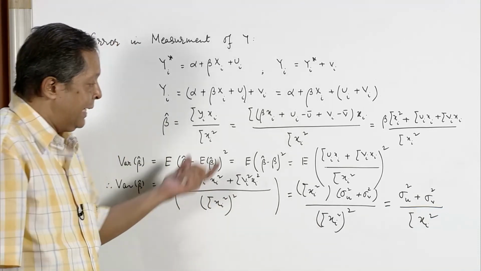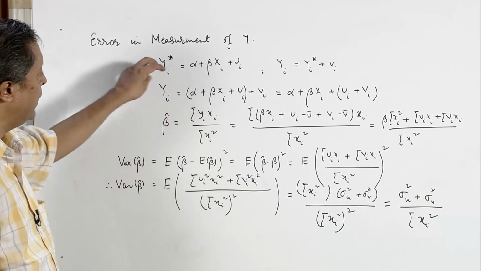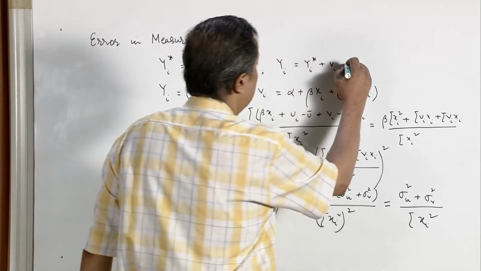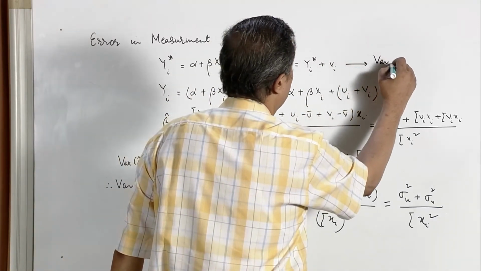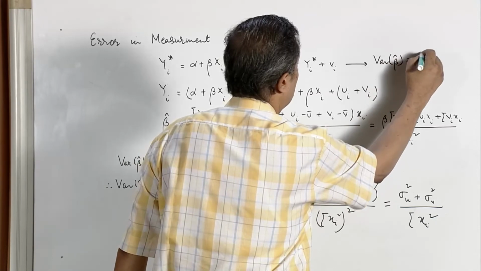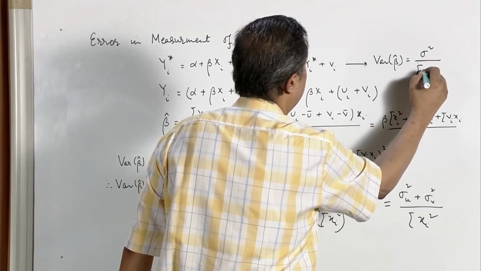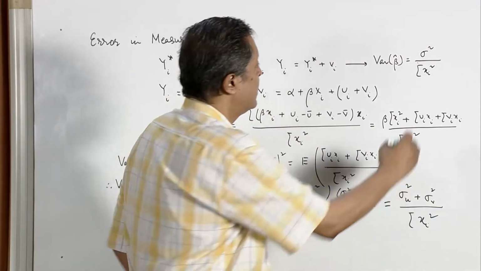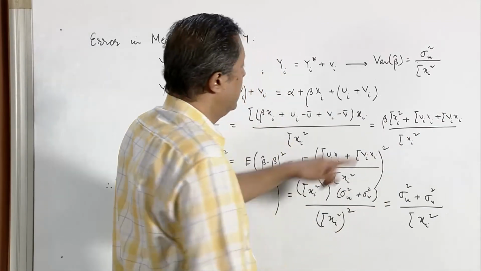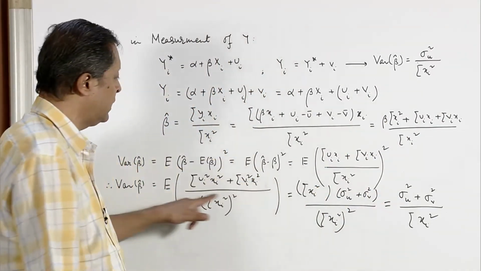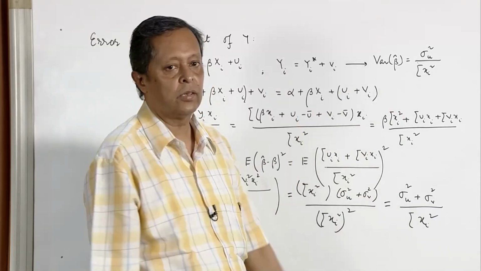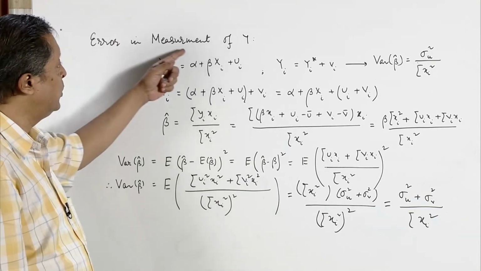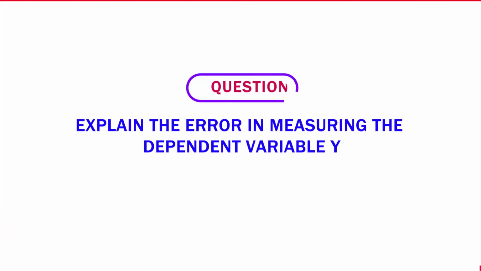Now, if you take a look at the correct model, if you had actually been able to measure yi star without the error, then from here we would have obtained variance of beta hat equal to sigma square only divided by summation xi square. So, naturally you can see that this is sigma square u, because you have u here. So, naturally you can see the variance of the incorrectly specified model is larger than the variance of the correctly specified model. So, that is the problem that we have when we run into error of measurement of y.